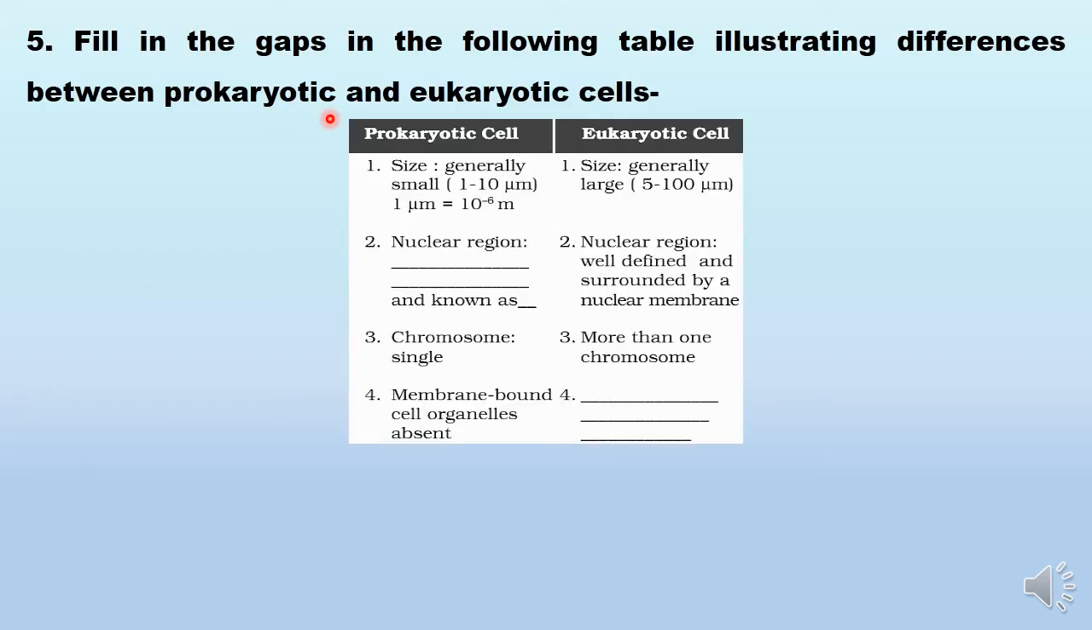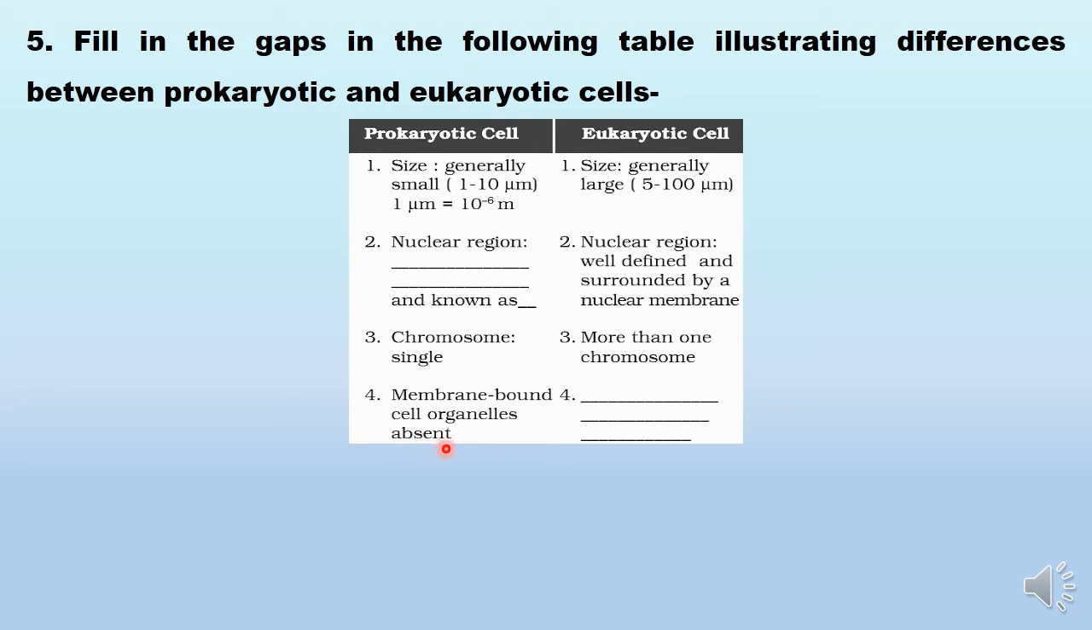So we have to fill in the gaps in the following table, illustrating the differences between prokaryotic and eukaryotic cell. For example, some of the differences are already given, that prokaryotic cells are generally smaller as compared to the eukaryotic cell, which range from 5 to 100 micrometer, and prokaryotic cells range from 1 to 10 micrometers. So nuclear region in eukaryotic cells is well defined and is surrounded by a nuclear membrane, but nuclear region is poorly defined in the prokaryotic cell and is known as nucleoid. Single chromosome is found in prokaryotic cells, while more than one chromosome is found in eukaryotic cells.